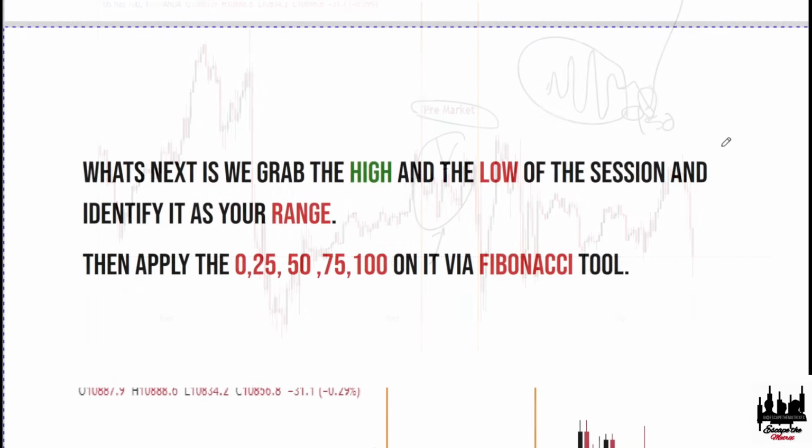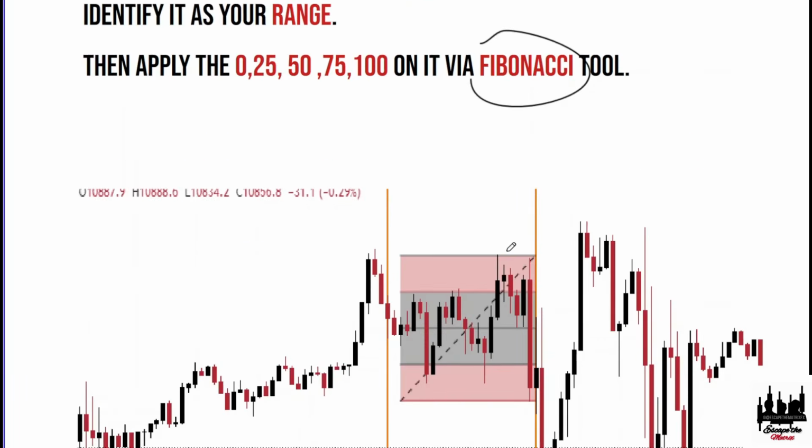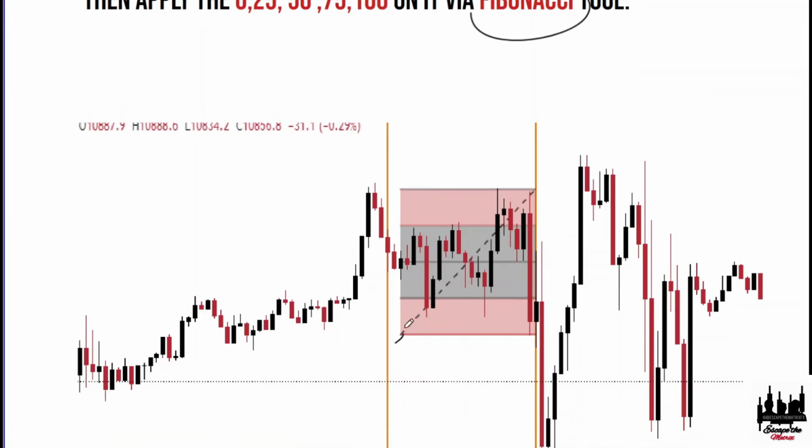After understanding what pre-market data is, what we need to do next is grab the high and the low of the pre-market to identify it as our range. Again, we need to grab the high and the low of the session to identify it as our range. Then we apply our 0, 25, 50, 75, and 100 ratios on it via the Fibonacci tool. This is our Fibonacci tool. And where did we apply it? On the pre-market data's high and the pre-market data's low.